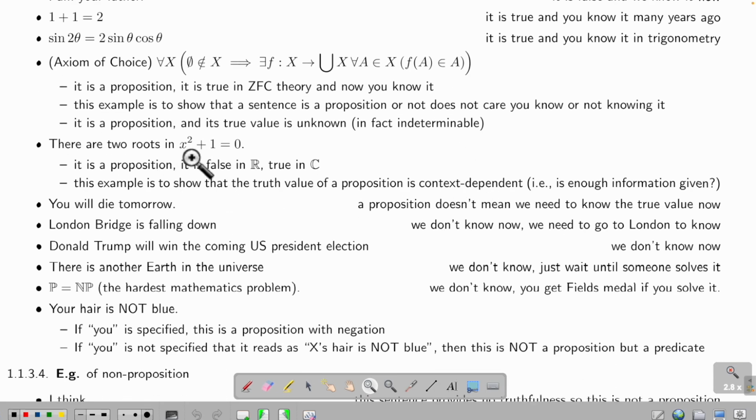And then here is another example. X squared plus 1 equals 0. There are two roots. Well, it depends on the context. If we consider real numbers, there's no real number whose square plus 1 equals 0, right? But if we consider complex numbers, then this is true. That means this is a proposition. In real numbers it's false, but in complex numbers it's true. Okay? So this is context dependent.